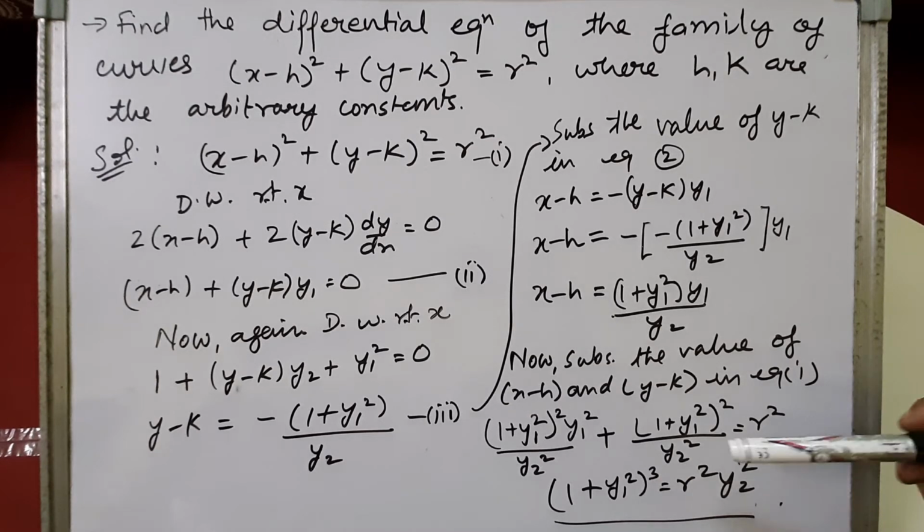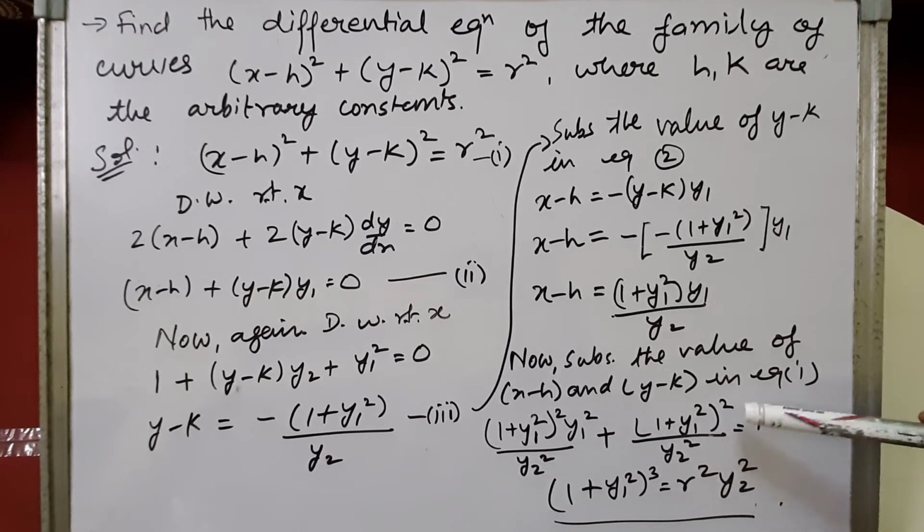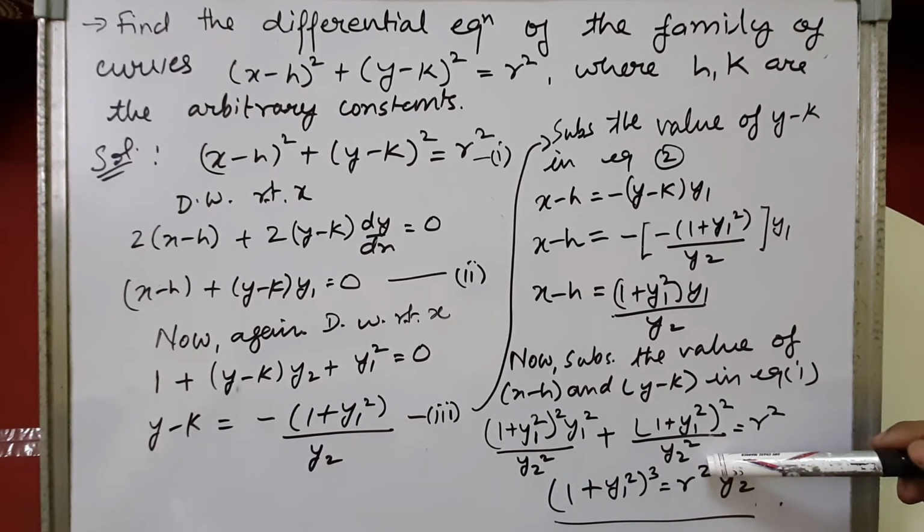When we do that, we'll get the equation as (1 + y1²)² y1² / y2² + (1 + y1²)² / y2² = r². Now when we take the y2² LCM, cross multiply and take (1 + y1²)² common, we'll get the differential equation as (1 + y1²)³ = r² y2². Alright children, please note.